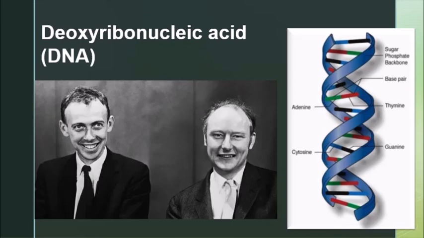In 1953, Watson and Crick proposed the model of the DNA molecule. Now DNA is present in the nucleus of the cell, and earlier it was also called the nucleic acid as it was present in the nucleus. But later on Watson and Crick gave a model of DNA, and we will see how this model looks like.